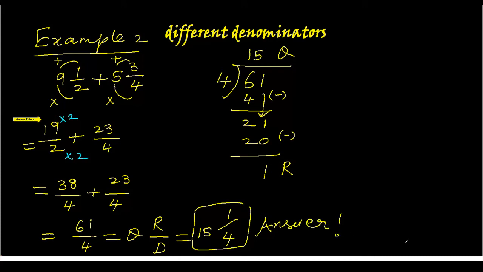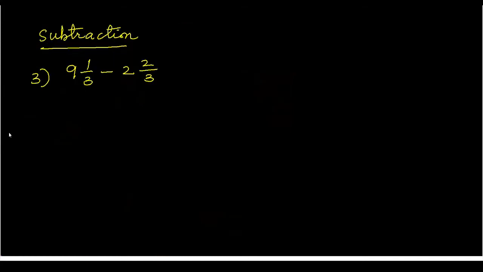So this time we added two mixed numbers with different denominators. As usual, convert them to improper fractions first and then make them have the same denominator by doing some multiplication. Okay. Now I'll show you subtraction also. This is 9 1 by 3 minus 2 1 by 3. First step, convert them to improper fractions.